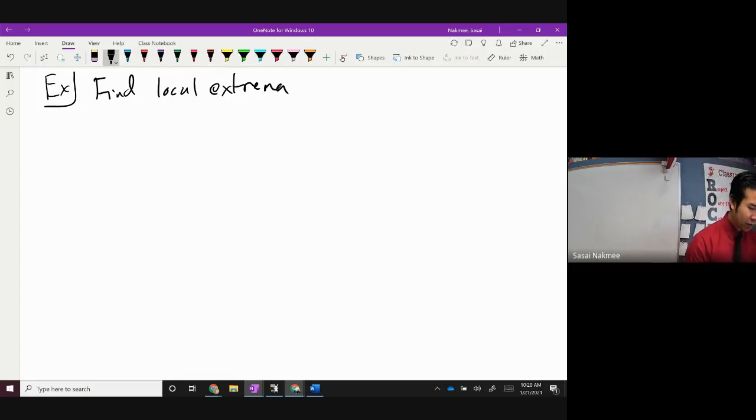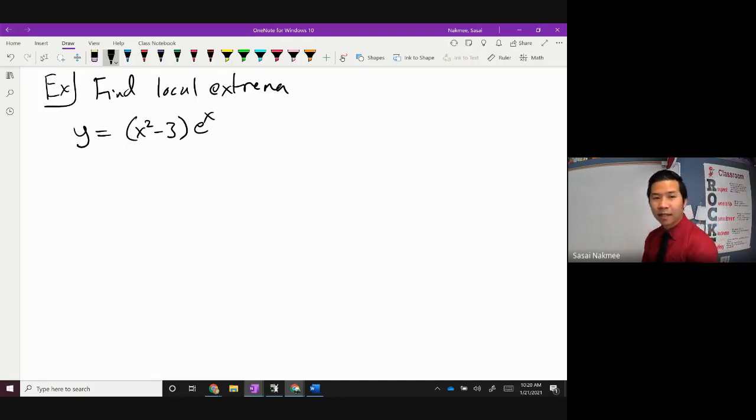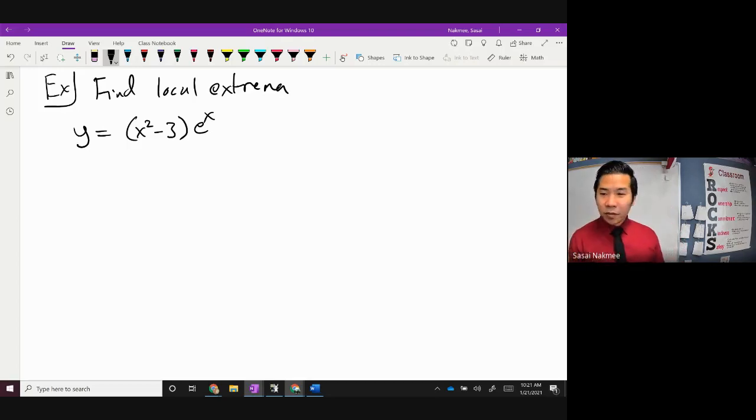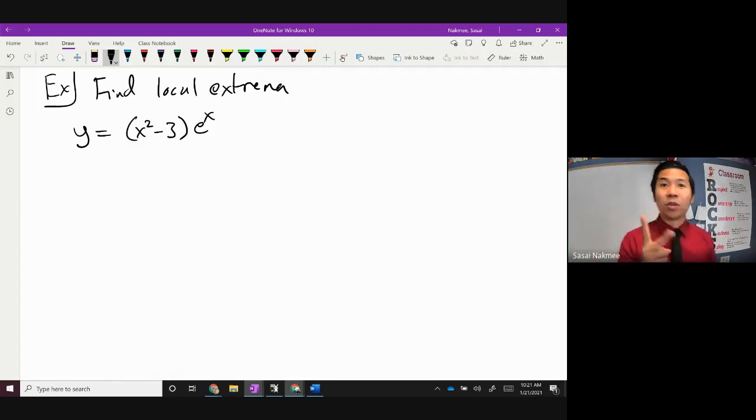Let's do it for this problem right here. Let's say I was asked to find it for y is equal to (x squared minus 3) times e to the x. So remember, if I'm looking for local extremas, I'm looking for where the derivative is equal to 0, and I'm looking to see where the derivative changes signs, where it goes from negative to positive or positive to negative. If it doesn't change sign, the critical points aren't actually any extremas.